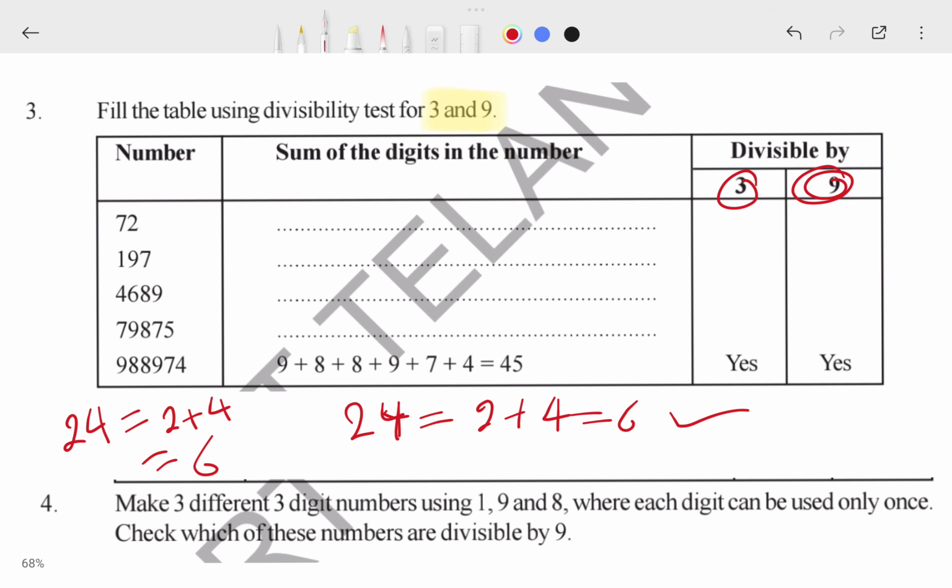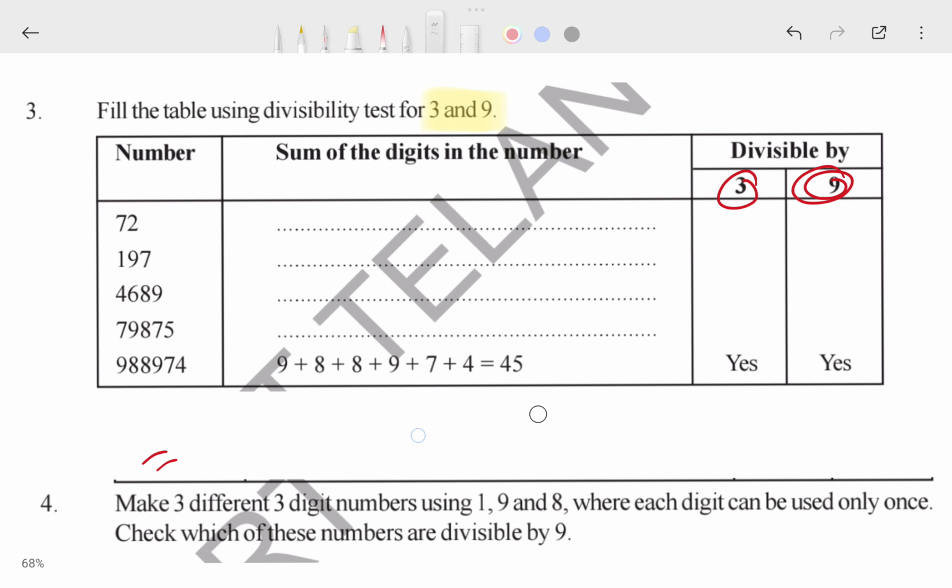So these are the simple things you can do. The divisibility rule of 3 and 9 is very simple. Just add the digits and see whether it is in their table or not. If it is in their table, then it is divisible by 3 or 9. If it is not in their table, then it is not divisible by 3 or 9, simply.